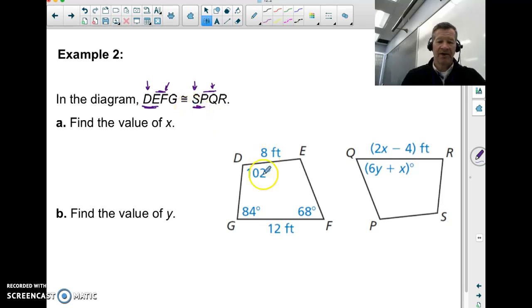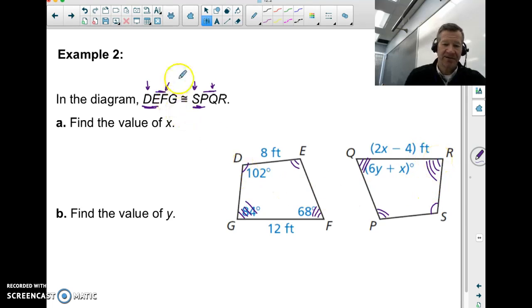Okay. Now it might help, rather than just look at this and not understand what's going on, to mark congruent parts. So for example, D is listed first, so is S. So those are congruent. E and P are listed second. Those have to be congruent. F and Q have to be the same. And lastly, G and R.